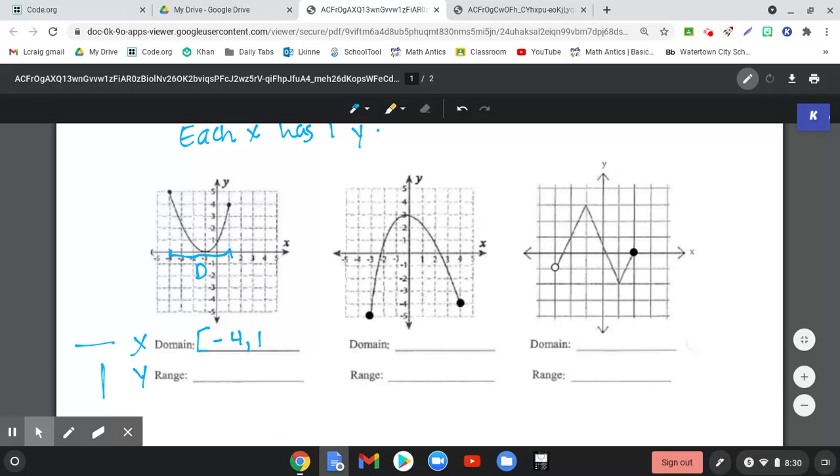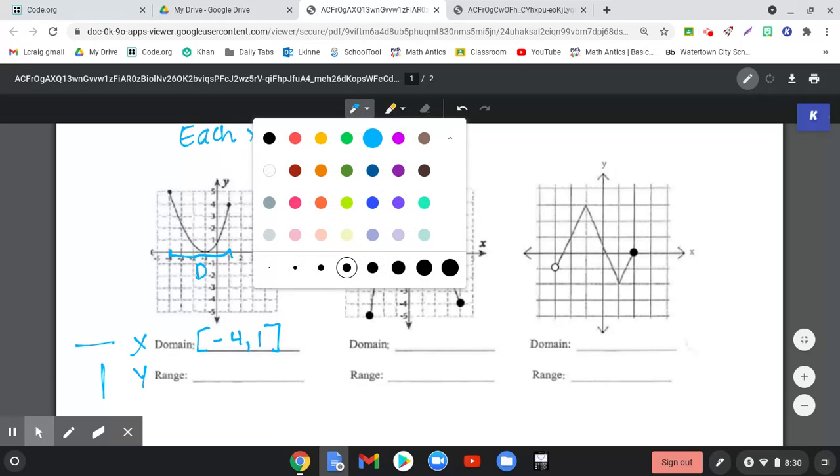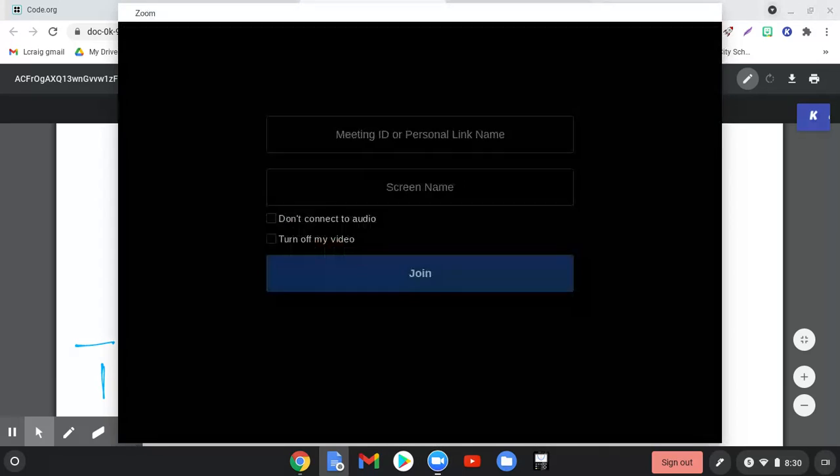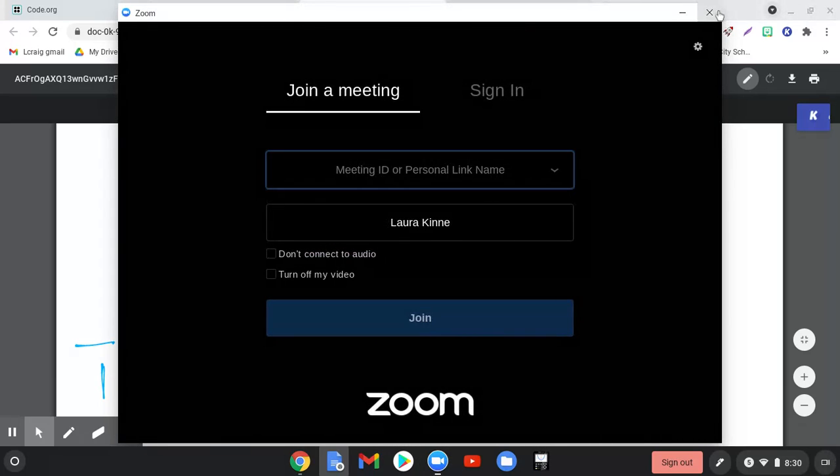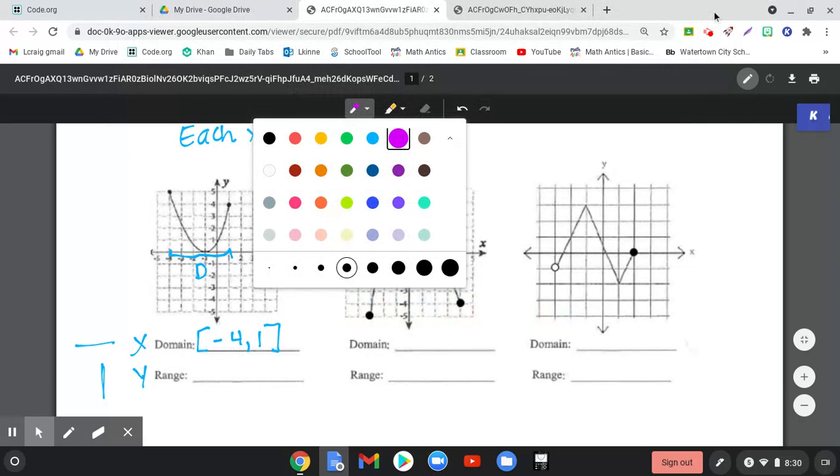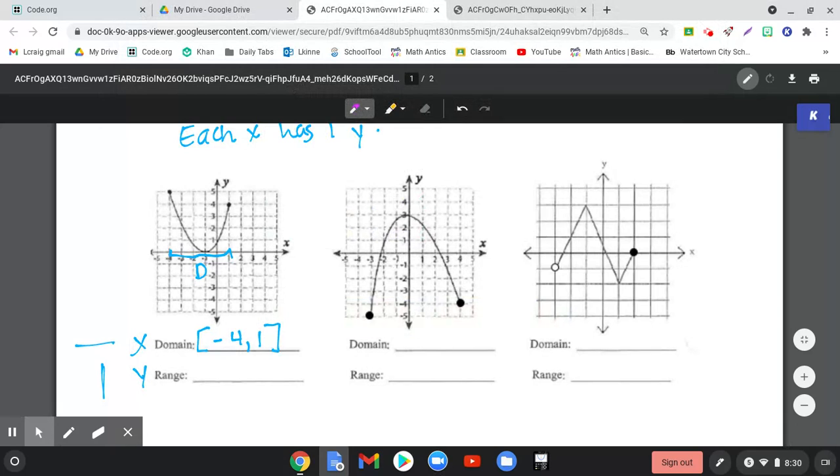So we're just going to use our brackets. And then our range, the lowest point that our graph gets to is right here, your min. So it goes from 0 up to here is the highest point. That's your max, 5. So that's your range from 0 to 5. All right, same with the next one.